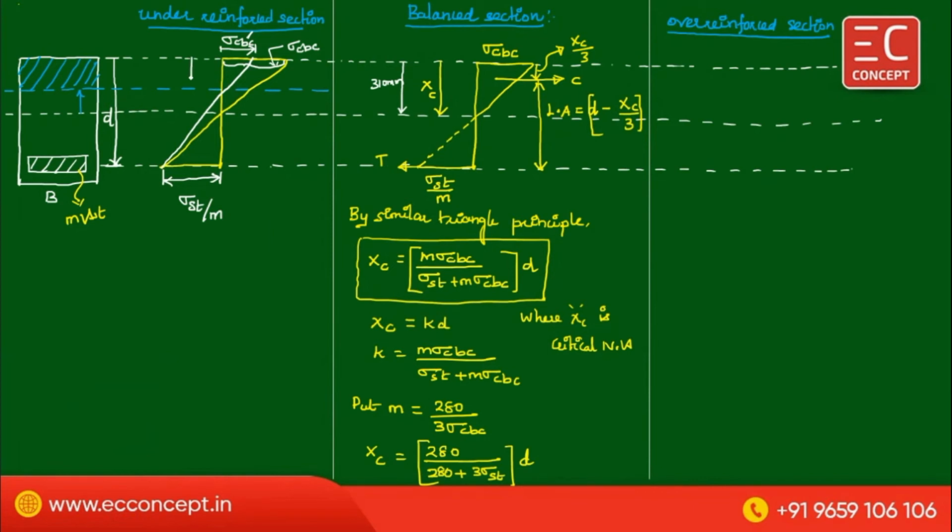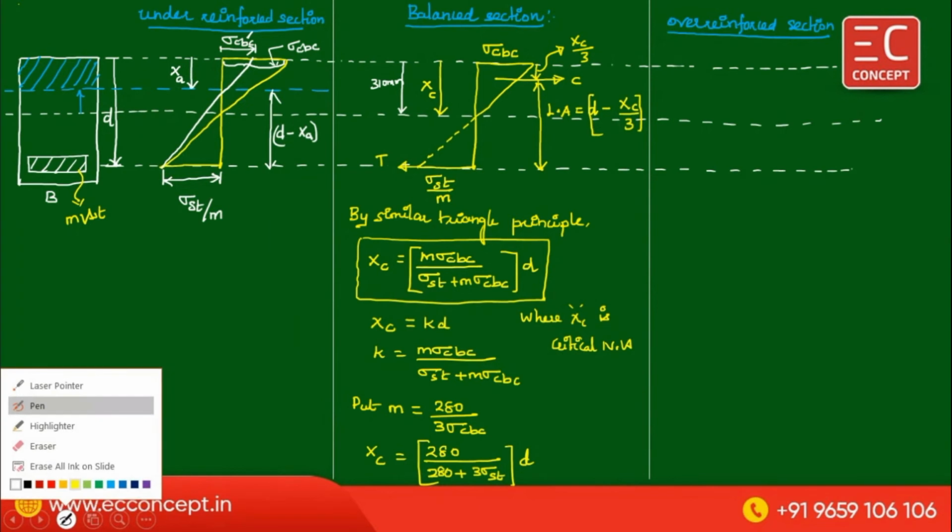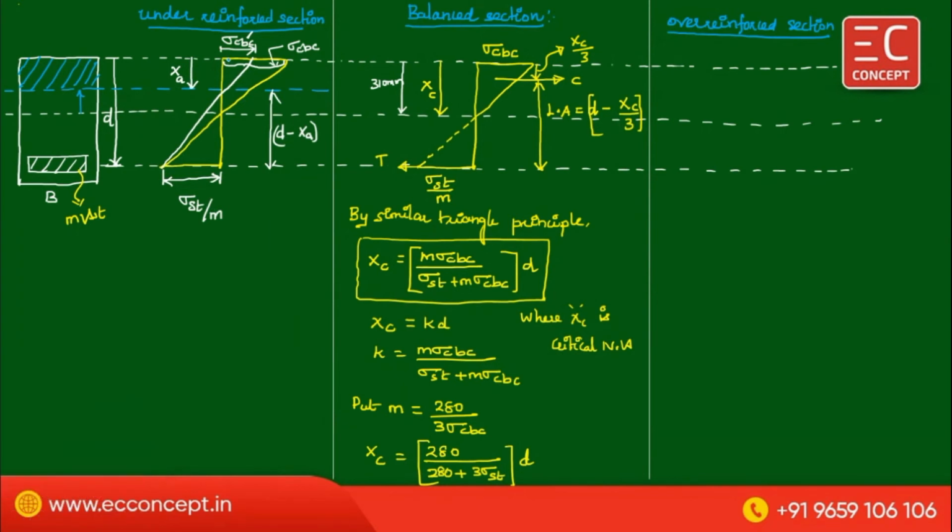Now this is the actual neutral axis, XA. From this neutral axis, this distance we can call D minus XA, then the lever arm, you know. Now see, here the area of the stress block is only this much portion. This is the area of the stress block. I'm not confusing this by making this diagram, but I hope you understood, right?